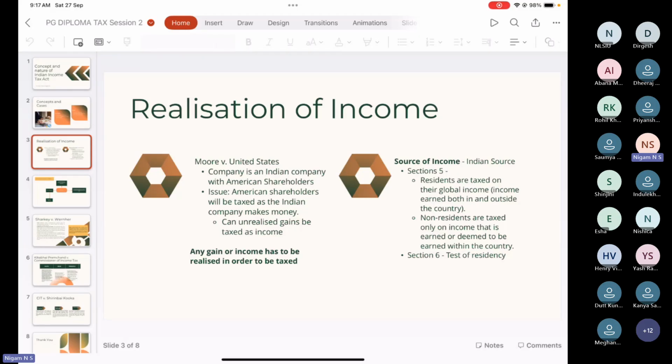And for the time being, I've just given you a rough idea of what Section 6 is for individuals. An individual is resident when they reside in India half the year, 180 days. And for companies, they are resident if they are incorporated in India, right? And these are just the basic features of the income tax design of India that I'm talking about right now, before I move on to some case law that talks about the basics of income tax.